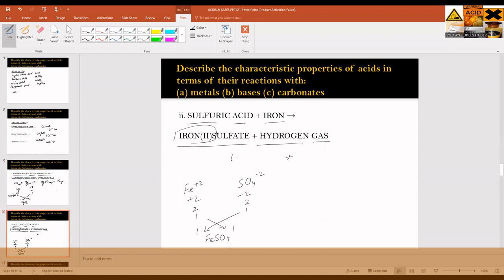So the final product will be FeSO4 plus H2. Reactant will be H2SO4 plus Fe.